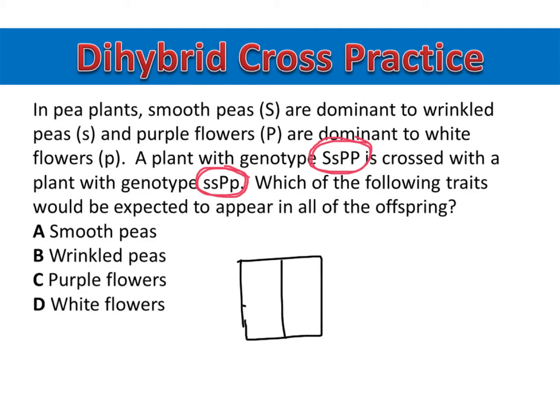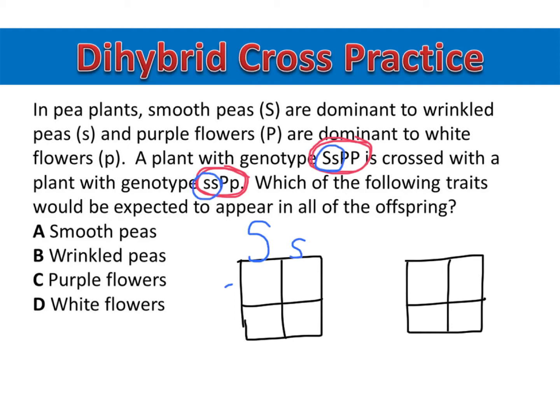Because I have two traits, I'll need two squares. So my first square will be about pea shape. So I've got a heterozygous plant and a homozygous recessive plant. And my second Punnett square will be about flower color. So I've got a homozygous dominant and a heterozygous plant.